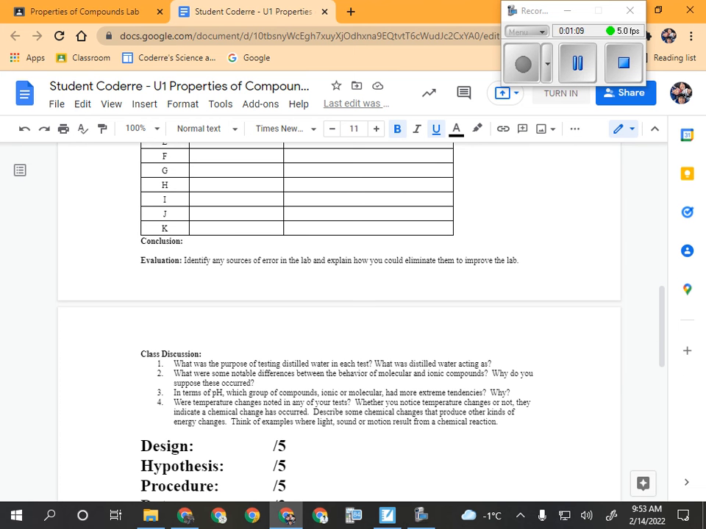Then, for your evaluation, sources of error in the lab and how you could eliminate them. Okay, certainly we had small amounts of everything. That could have been difficult. Okay, you think of things that may have interfered with you being able to get good data that are not human error. Okay, remember we talked about that on Friday. You contaminating one of the samples and not doing anything about it is human error. Okay, it's not a source of error from within the experiment.